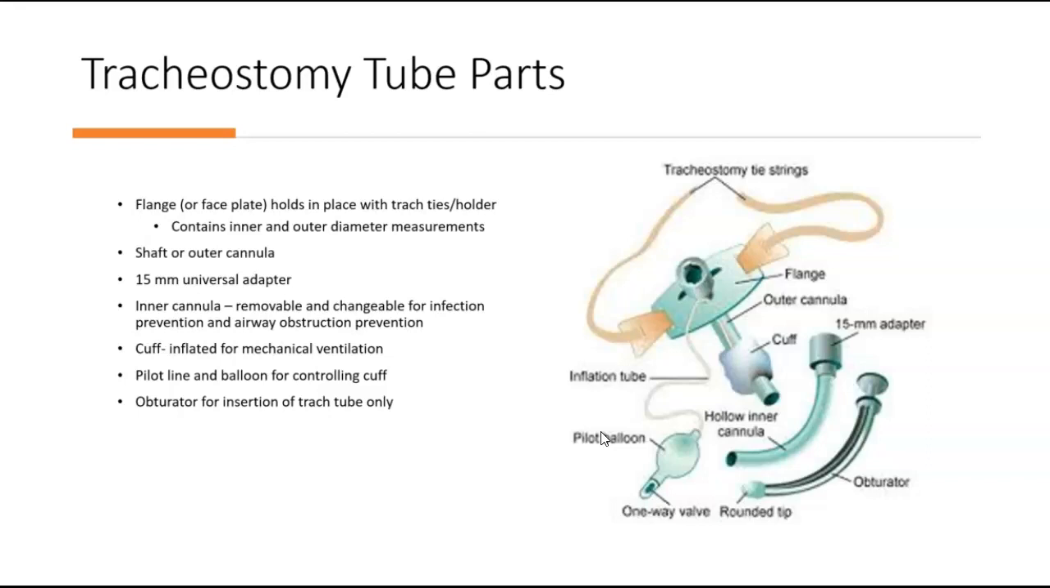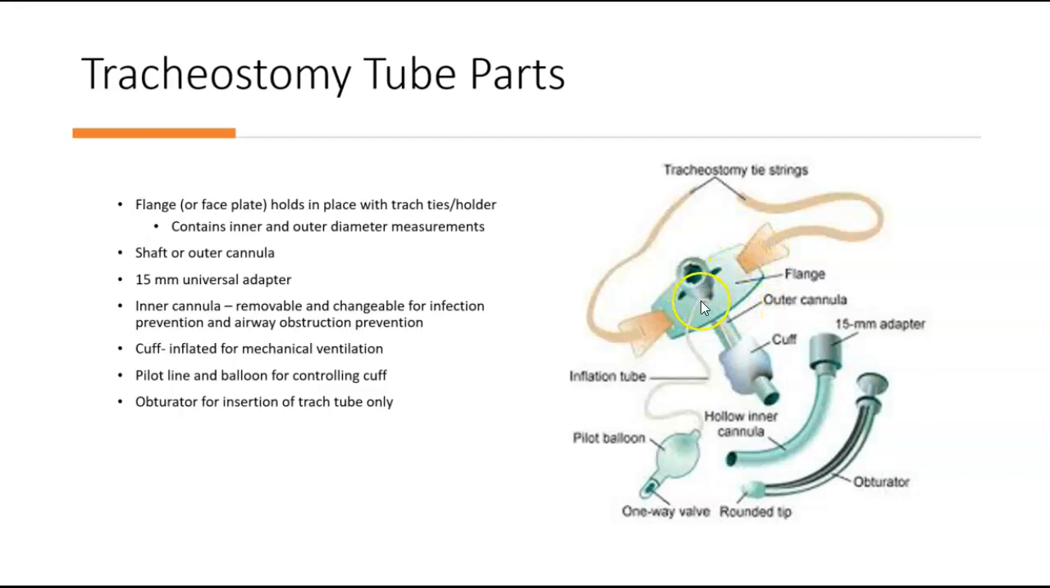Okay. So when you're looking at tracheostomy parts, there's a flange. This flange stabilizes the trach at the opening and holds it in place, and helps you tie trach ties or a holder to it to keep it stable. On this flange, you're going to have the inner and outer diameter measurements. So typically the measurements for the trach are written on this flange.